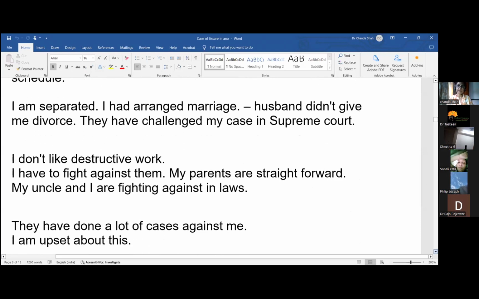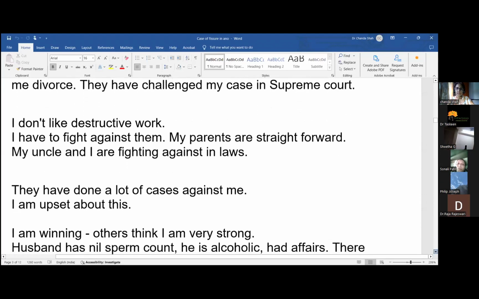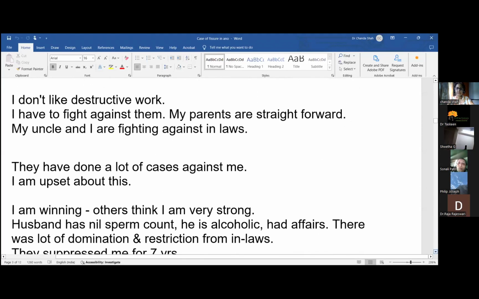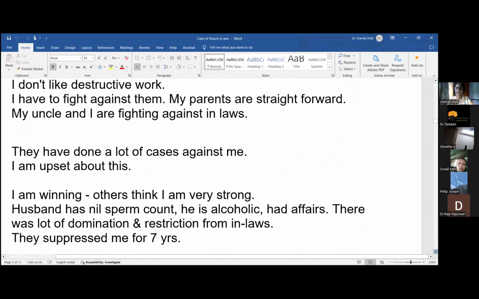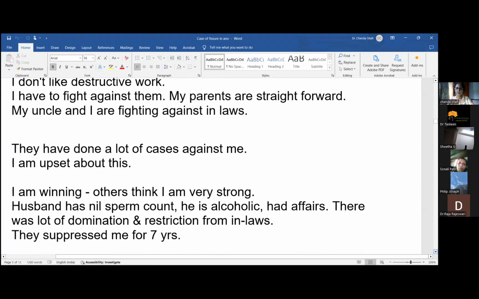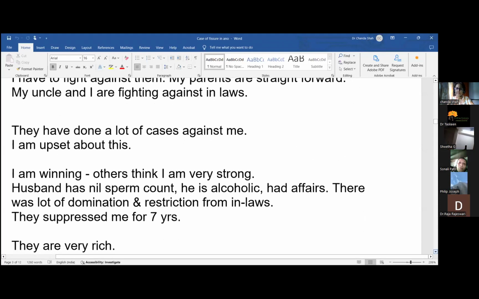Then I asked about her family. She said, I'm separated. I had an arranged marriage. Husband didn't give me divorce. And they've challenged my case in the Supreme Court. See, I don't like destructive work. I have to fight against them. My parents are straightforward. My uncle and I are fighting against my in-laws. And they've done a lot of cases against me. I'm upset about this.